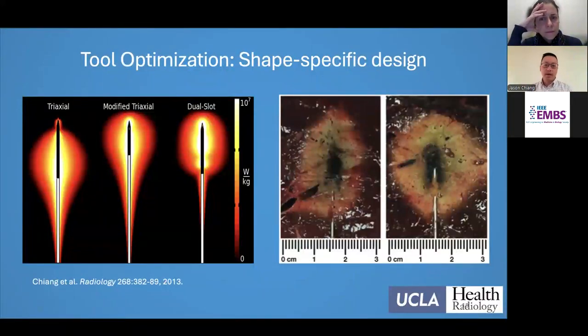I talked a little bit about this before. These are the different ways we can modify the antennas based on computational modeling. This is a dual slot that we had created when I was at University of Wisconsin. And you can see that it does get a little more spherical ablation zone, and there's less of a tail, I guess, for heating. So it can be potentially a little bit safer for patients with tumors that are closer to the skin surface.